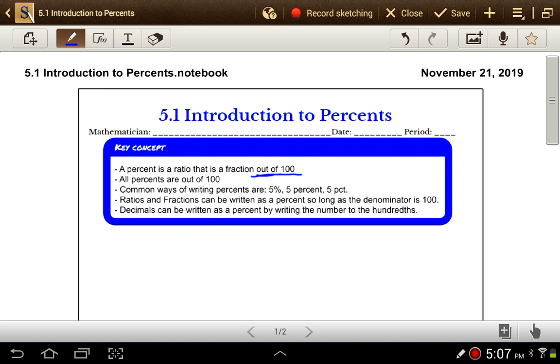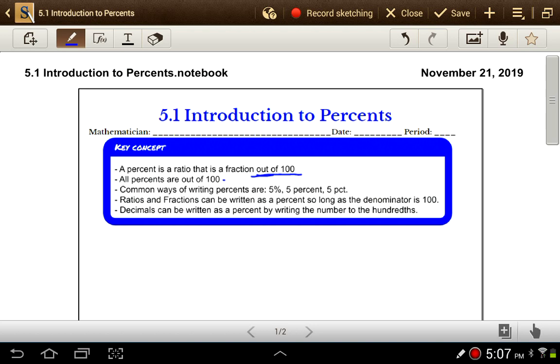That makes it a ratio. Okay, the ratio is out of 100. I'll repeat that here, just that's how important it is. Common ways of writing percents: we can use a percent symbol, we can write the word percent, or an abbreviation for it. Ratios and fractions can be written as percent as long as the denominator is 100.